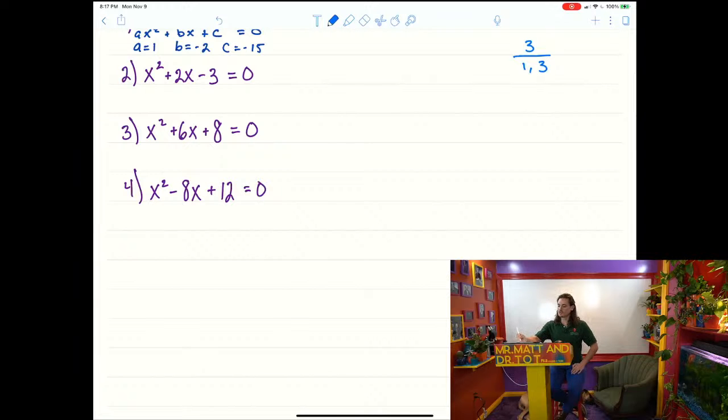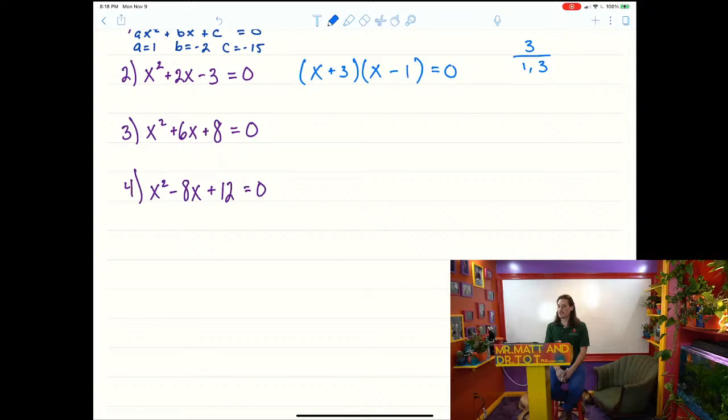So we start off by just drawing our pair of parentheses. We're going to assign x to the left-hand position. And now we need two factors of 3 that add together to get positive 2 and multiply together to get negative 3. If the c value is negative, then they have to be alternate signs. So I'm going to need a plus 3 and a minus 1 in order to multiply together to get negative 3, but add together to get positive 2.